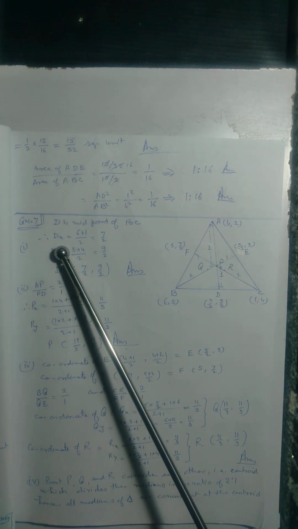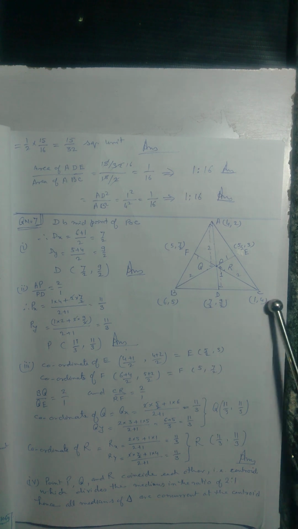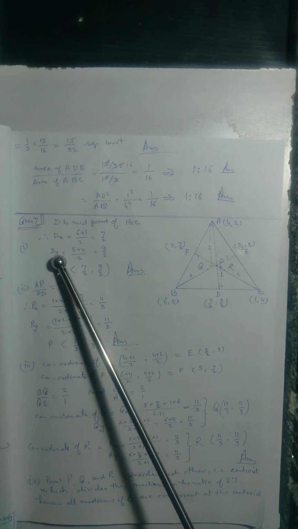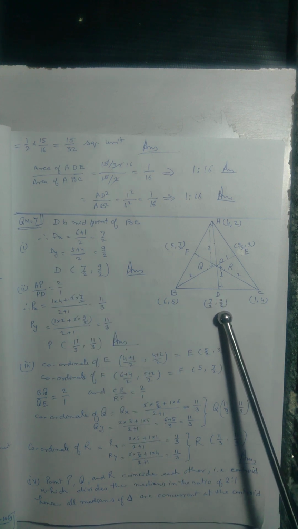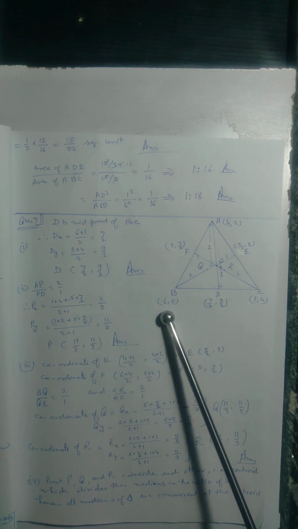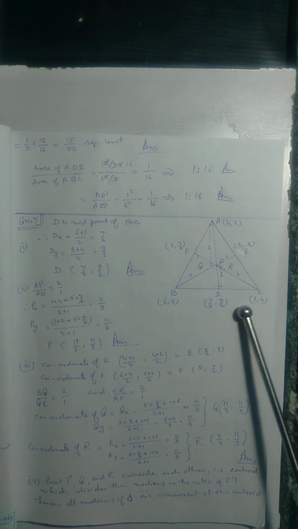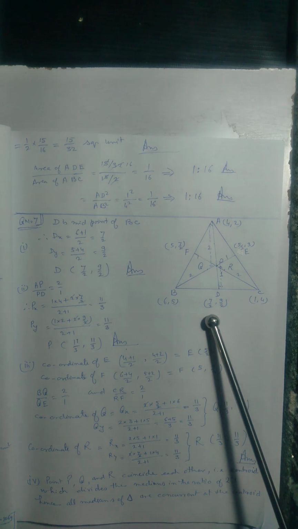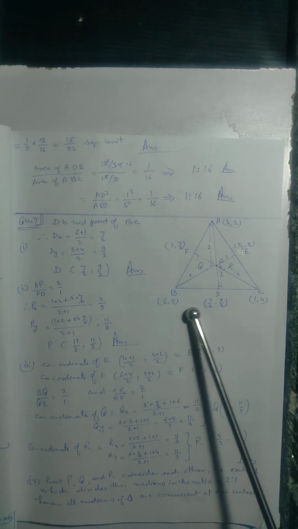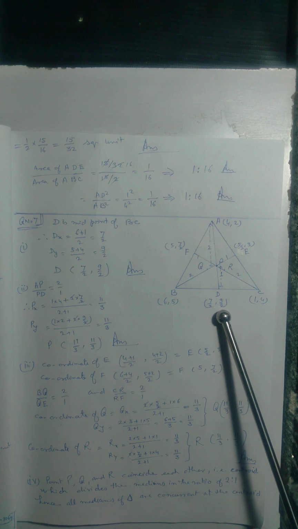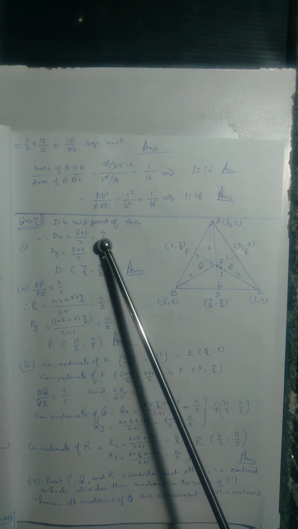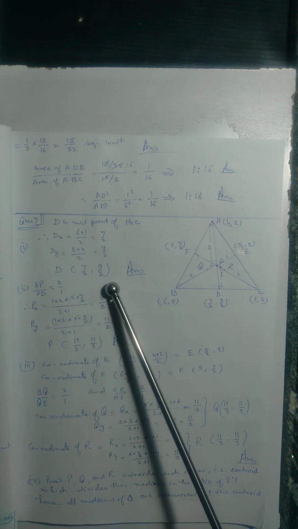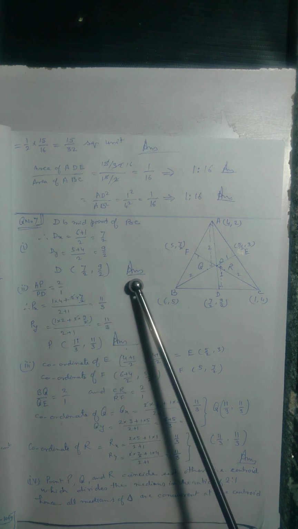Now the question number 7, D is the midpoint of BC in the triangle ABC. You see, the coordinate of the point D can be determined with the help of the coordinates of B and C, because D is the midpoint. So (6 + 1)/2, that is 7/2, and (5 + 4)/2, that is 9/2. So the coordinate of D is 7/2 and 9/2. This will be the first answer.